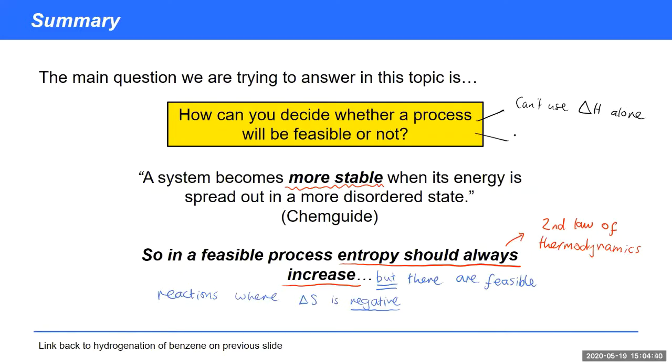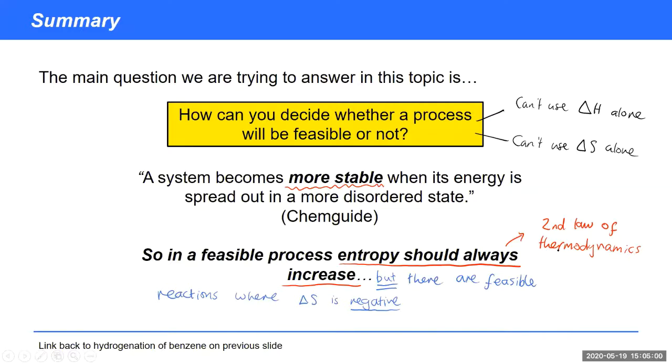We found out, as useful as entropy is, and as much as you'll have to answer questions on it in your exam, and as much as the second law of thermodynamics does state that entropy should always increase, you can't predict just from delta S alone whether a process will be feasible or not.